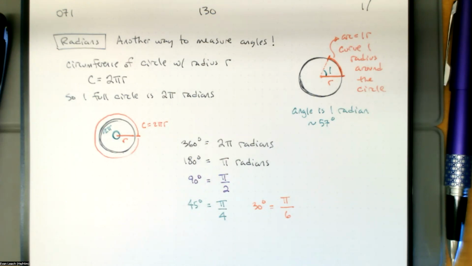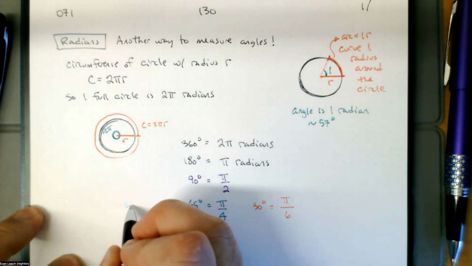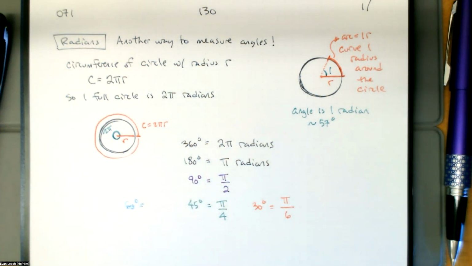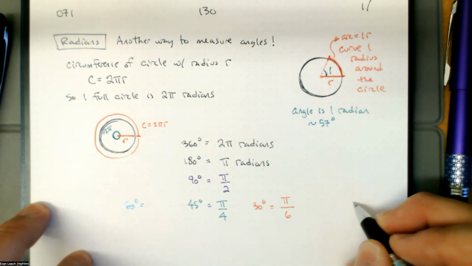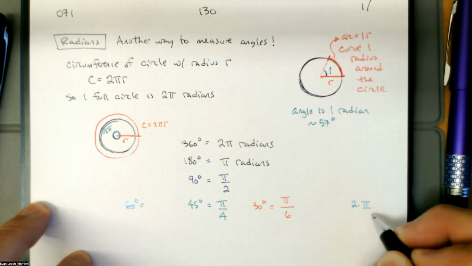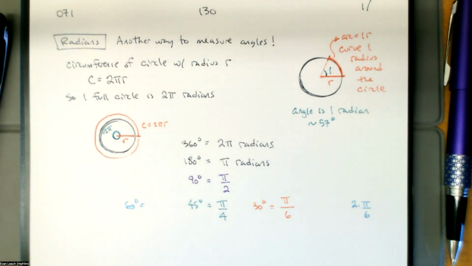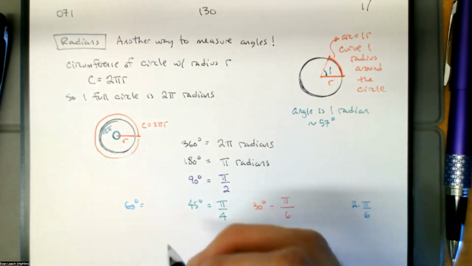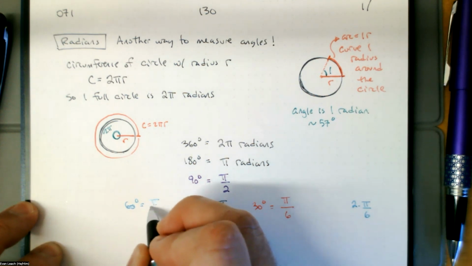Now, if I take that 30 degrees and double it, so 2 times 30 is 60. And if I take 2 times pi over 6, I get this fraction, 2 over 6. What do we get when we simplify the fraction 2 over 6? We'll end up with pi over 3.